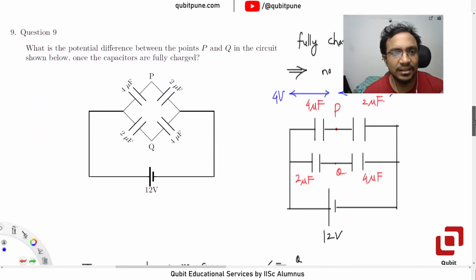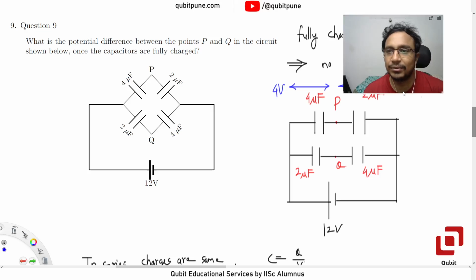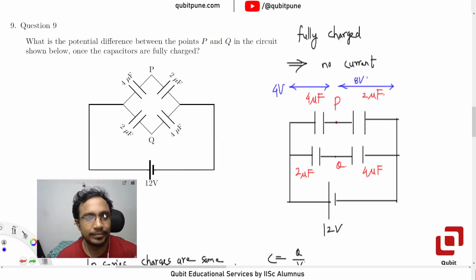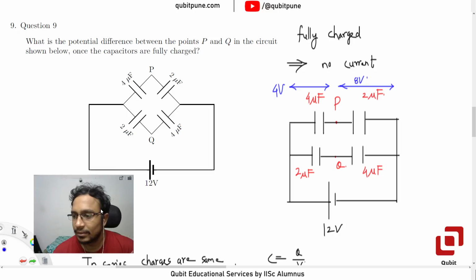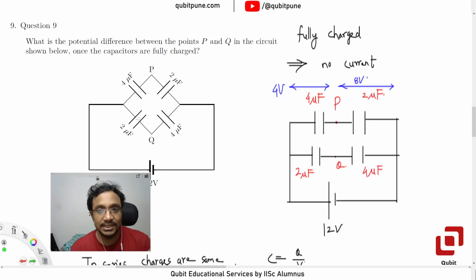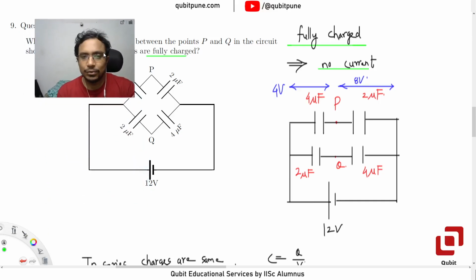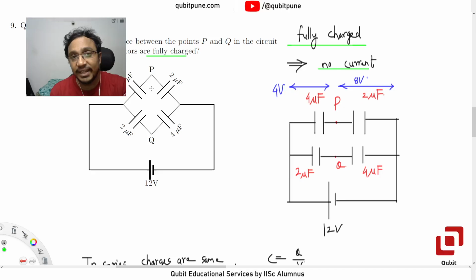Question 9. This was also simple. Who managed to do question 9? What is the potential difference between the points P and Q in the circuit shown below once the capacitors are fully charged? Fully charged implies that there is no current, capacitors are charged. Okay, so sounds like a Wheatstone's bridge with capacitors, but it is not.